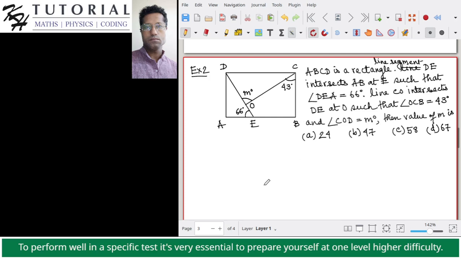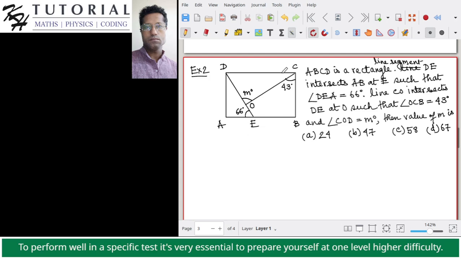From this diagram, I think the diagram is quite clear. We have to find the value of m. Remember that the value of m will not be in degrees. It will be simply a number, since the angle measure is already given as m degrees. We have to utilize the given angles.